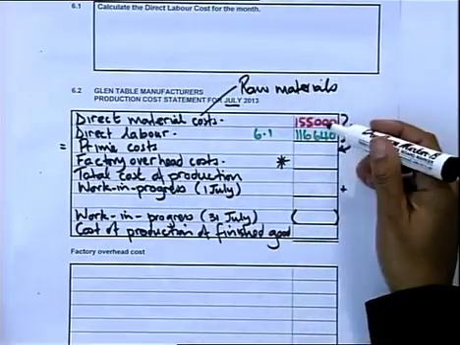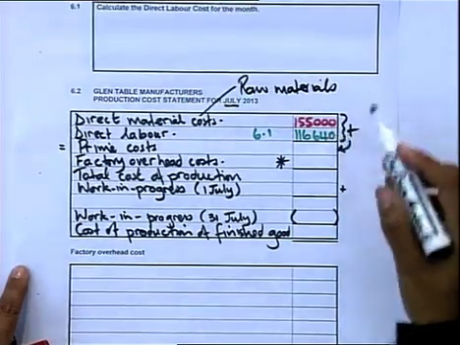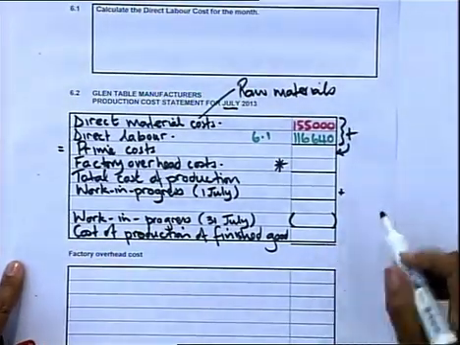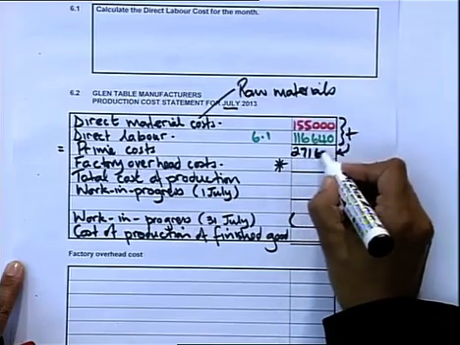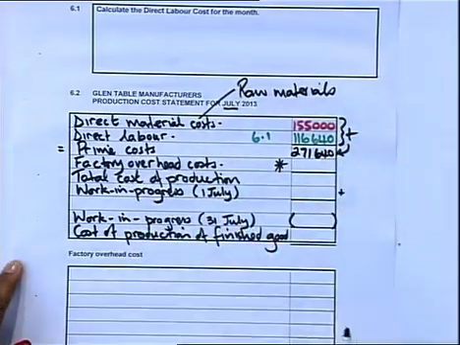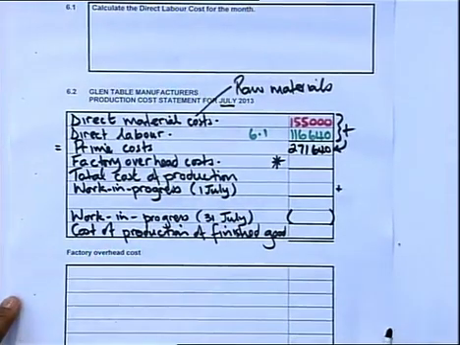Okay, taking my direct material costs, and I'm going to add my direct labor cost, and that gives me 271,640, which is also known as my prime cost. My prime cost, which is really my direct cost. Another word for prime cost is direct cost.